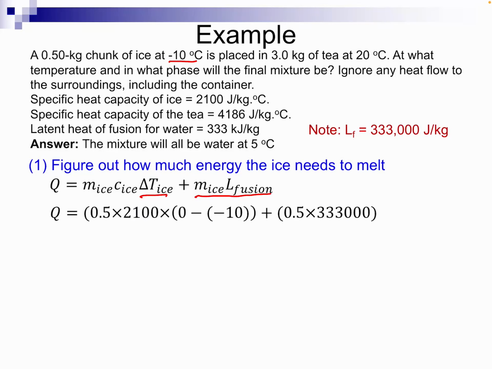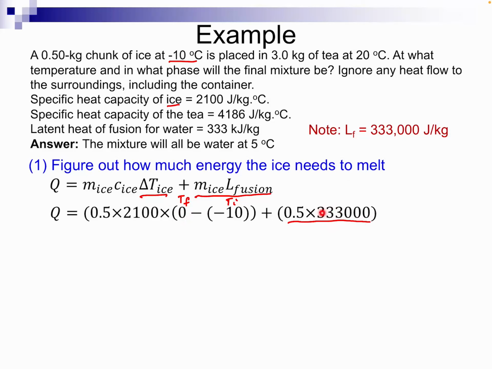The mass of ice is given, specific heat of ice is given. The change in temperature, you need to reach 0 degrees Celsius in order for ice to melt. So that's your final temperature, 0 degrees Celsius. You're starting from a -10 degrees Celsius ice. Once ice has reached 0 degrees Celsius, then it can start to melt.